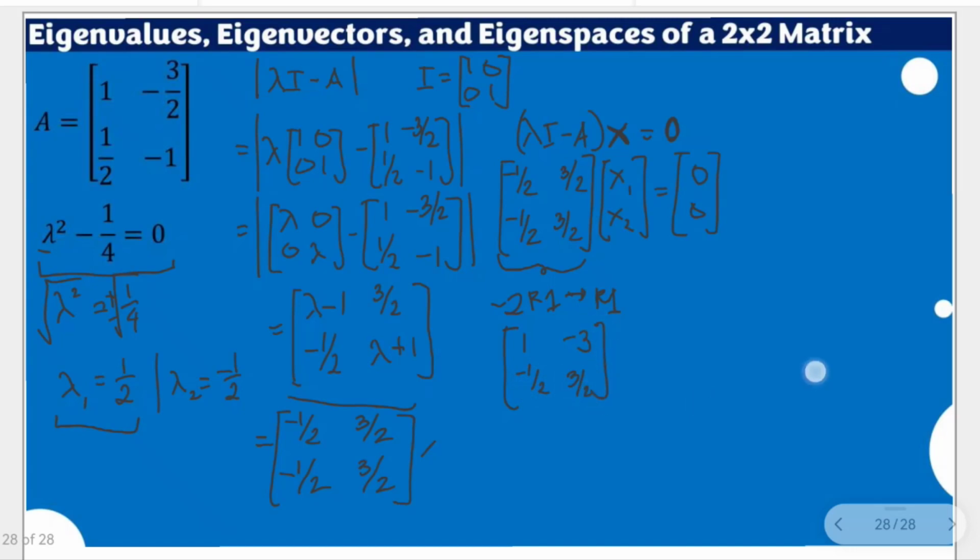Now, let's multiply 1/2 to R1 and add it to R2 to have a new R2. This is now 1, negative 3.